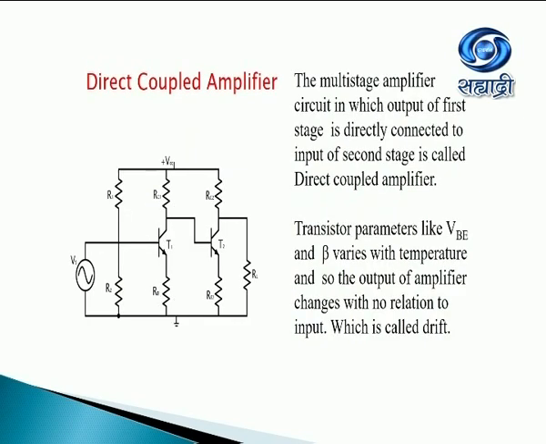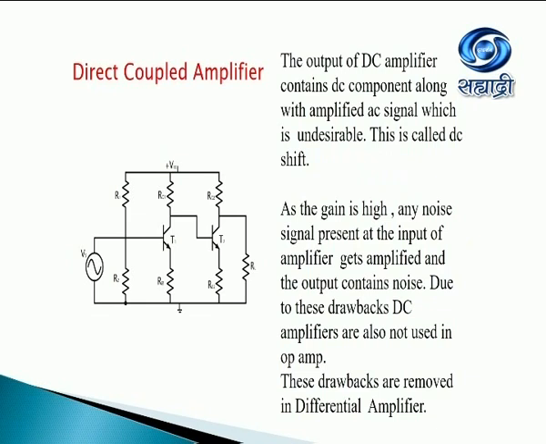Direct coupled amplifier. The multi-stage amplifier circuit in which output of first stage is directly connected to input of second stage is called direct coupled amplifier. Figure shows direct coupled amplifier. We know that transistor parameters like VBE and beta vary with temperature, and so the output of amplifier changes with no relation to input, which is called drift. The output of DC amplifier contains DC component along with amplified AC signal, which is undesirable. This is called DC shift.